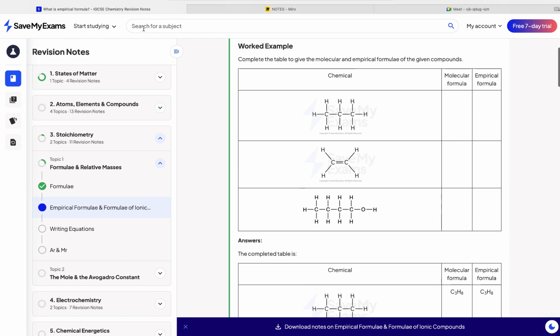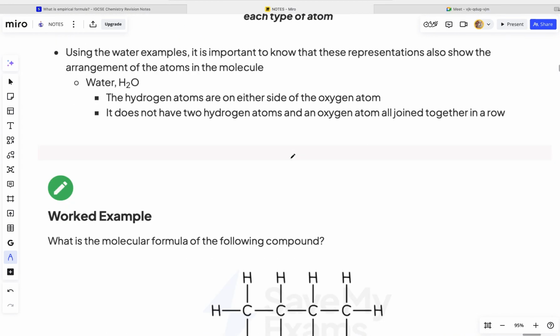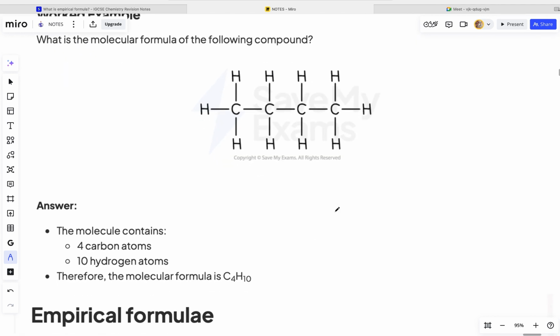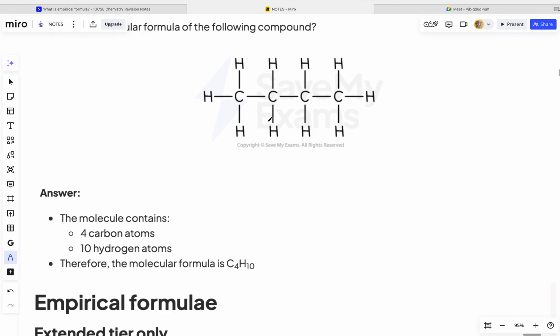Okay, before the tutorial, I think we can still do 1 or 2 things. Okay, let's take a look at this. What is the molecular formula of the following compound? How many carbon atoms do we have? We count 1, 2, 3, 4. So there are 4 carbon atoms. How many hydrogen atoms? 4 on top, 4 at the bottom, that's 8. 1 right, 1 left, that's 10.